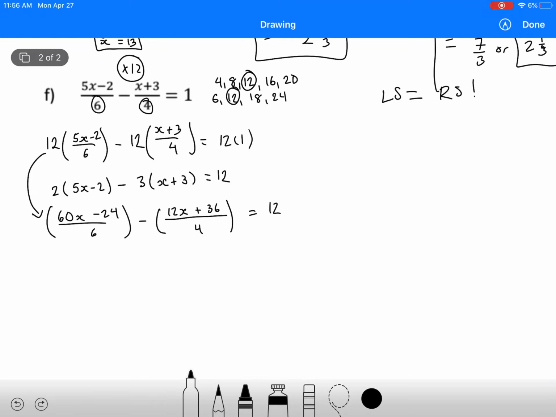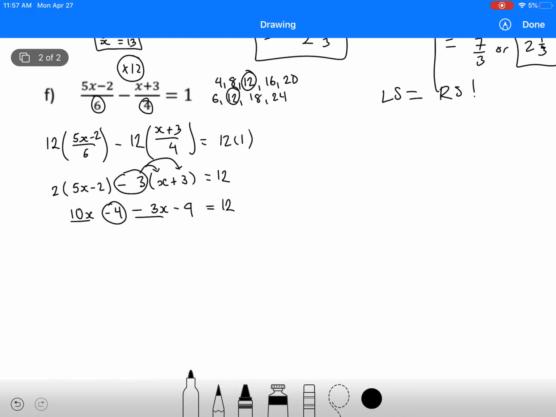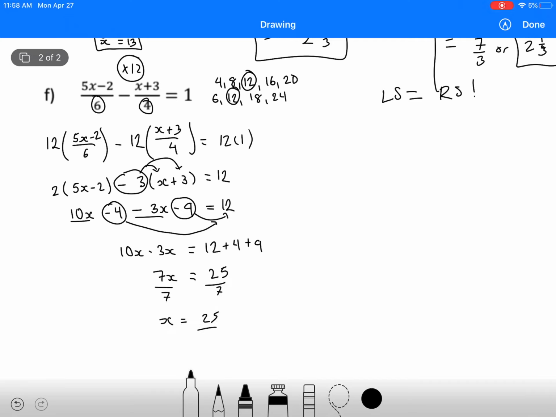Now we just need to collect like terms and solve. So we have the 10x and the negative 3x on the left. That just means we have to move the negative 4 and the negative 9 to the other side. This leaves us with 10x minus 3x is equal to 12 plus 4 plus 9, or 7x is equal to 25. And now we can just divide out by 7, leaving us with x is equal to 25 over 7. Now 25 over 7 is not a nice fraction. It's kind of gross.